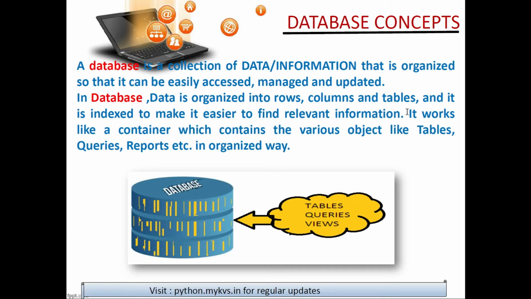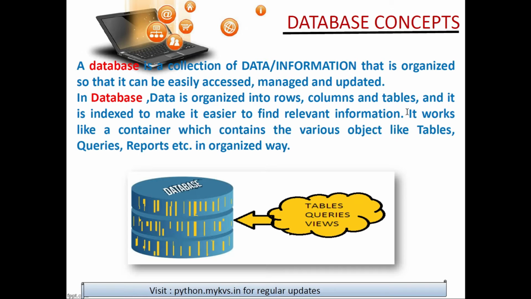In a database, data is organized into rows, columns, and tables, and it is indexed to make it easier to find the relevant information. For example, what does index mean? There are 7 zones in the CBSE. Bhubaneswar zone is there, Guwahati zone is there, Delhi zone is there, outer Delhi zone is also there. So there are different types of zones. All zone wise, the records are being added, so it will be easy to find out. That is called indexing of data.